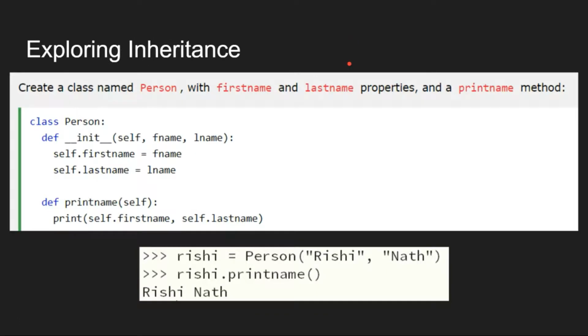So here's an example for inheritance, and you can follow along with this at home. This is a really good website called W3 Schools. So here we create a class named person with the first name and last name properties and a print name method. So this is pretty standard. Here's an example. I have an instance of person in Rishi, and the first name is Rishi and the second name is not, and the print name function just prints out a concatenated string of the two names.